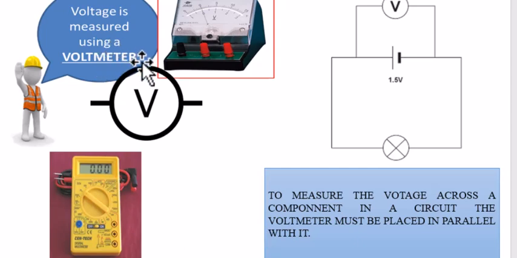Voltage is measured by using the voltmeter. This voltmeter is shown in the figure. It is basically used to measure the voltage, and the symbol of the voltmeter is V. This is also the voltmeter which is mostly used in domestic and industrial applications. Voltmeter is always connected in parallel with the battery power supply. In this circuit you have seen that the voltmeter is connected in parallel to the battery. To measure the voltage across a component in a circuit, the voltmeter must be placed in parallel with it.